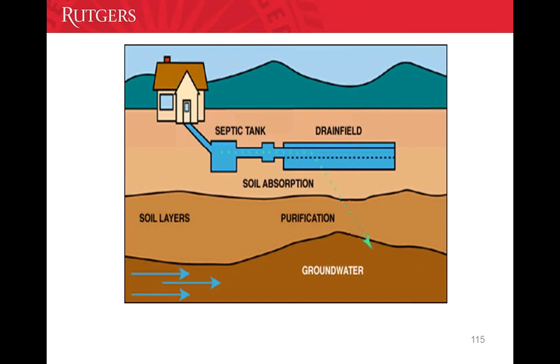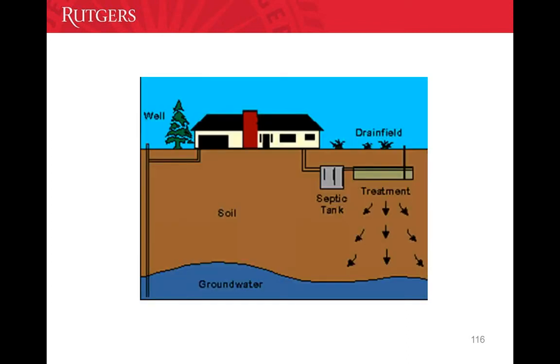So here's a little graphic. You can see you flush the toilet in the house, the waste goes to the septic tank, the solids go to the bottom, the water goes to the top, it goes out into the drain field, and then makes its way through the soil. And as it goes through the soil, the purification occurs, and it goes back to the groundwater. Another little example, the same sort of thing. You see, we have a septic tank, a treatment field.